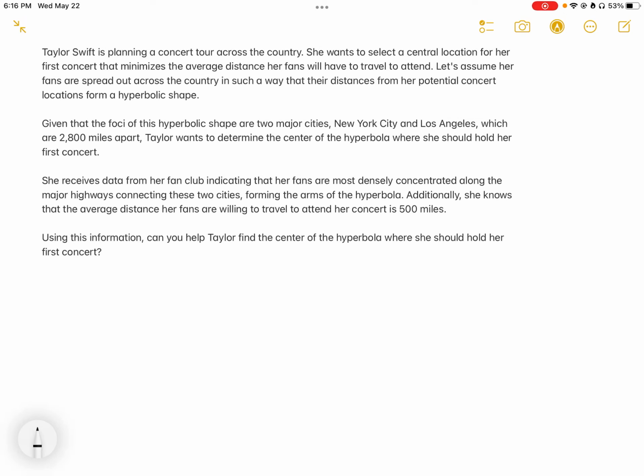Word problem with hyperbolas. This one is a little more relevant. So our problem is Taylor Swift is planning a concert tour across the country. She wants to select a central location for her first concert that minimizes the average distance her fans will have to travel to attend. So let's assume her fans are spread out across the country in such a way that their distances from her potential concert locations form a hyperbolic shape.